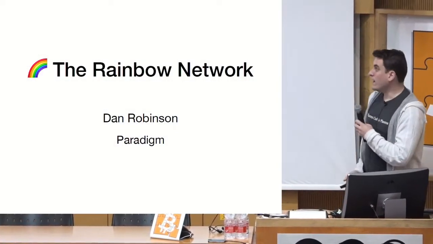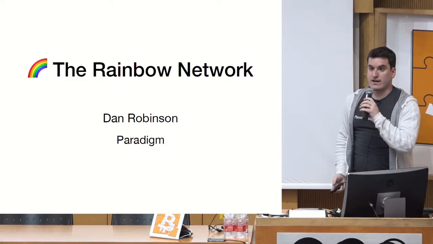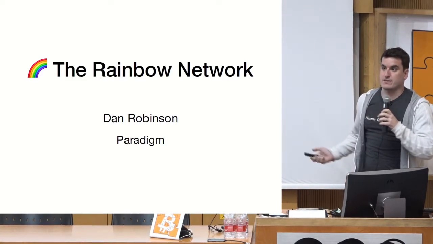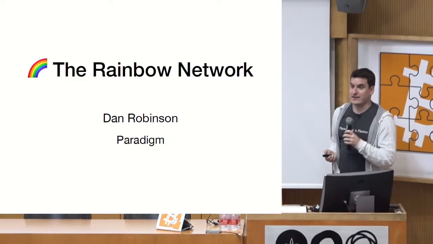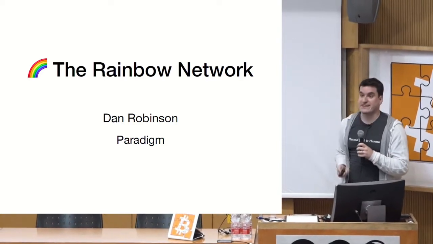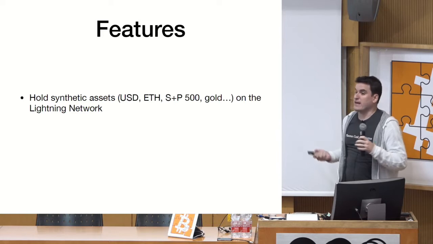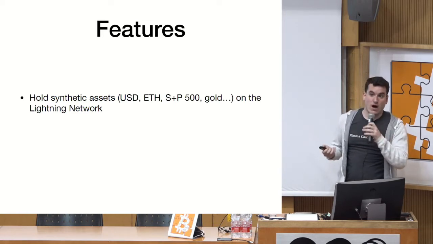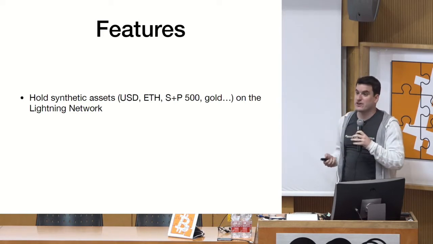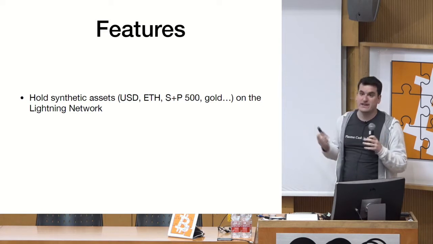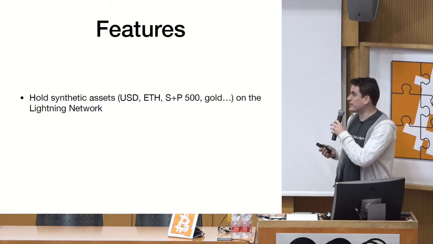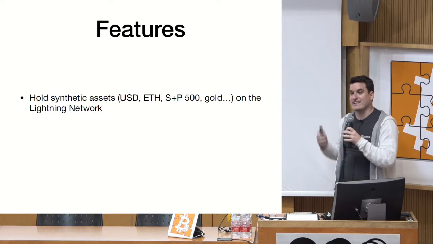Hi, everyone. I work at a crypto asset investment firm called Paradigm, but I'm here representing my own views, and I'll be talking just about how to do synthetic assets on the Lightning Network. So what does that mean? That means you should be able to hold any asset you want. So dollars, you could hold ETH, you could hold positions in the S&P, you could hold gold if that's your speed, and you can hold this in a Lightning channel.